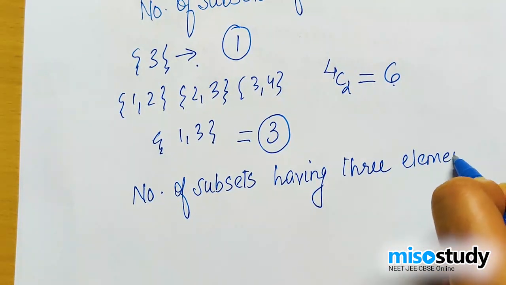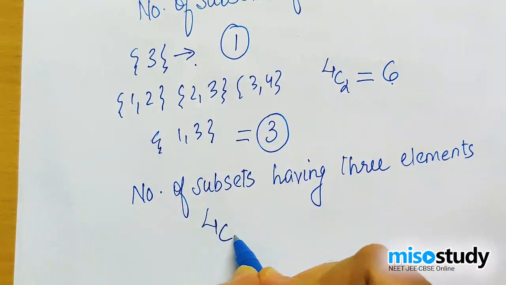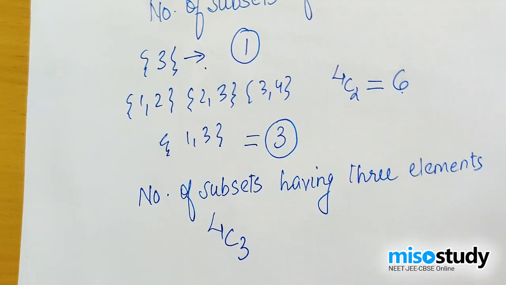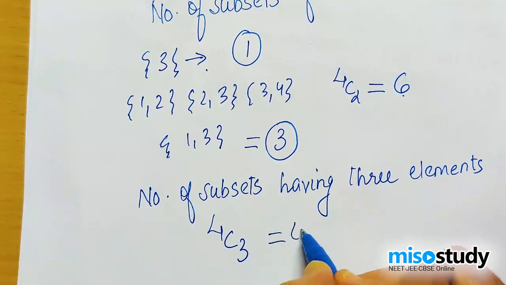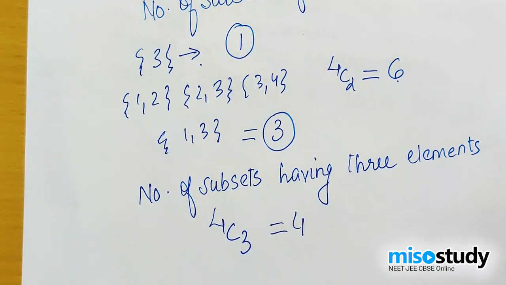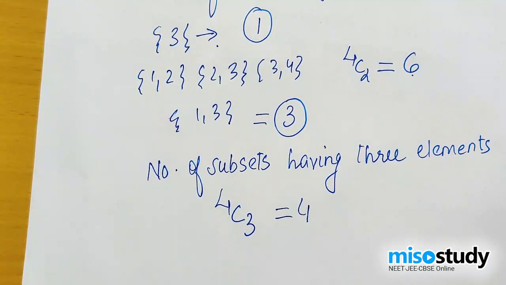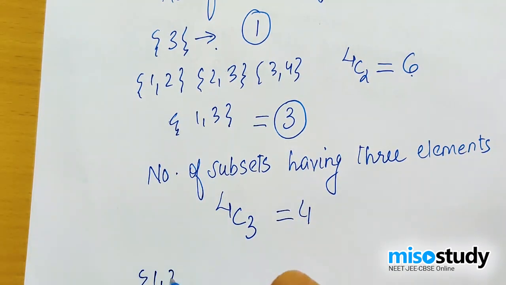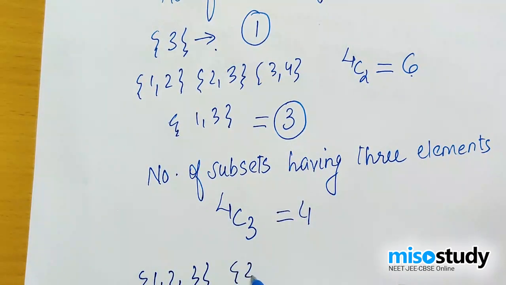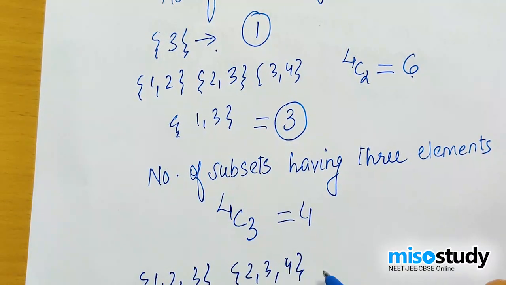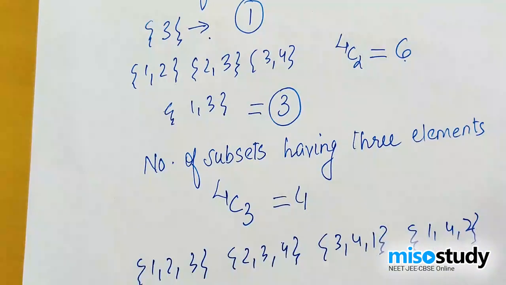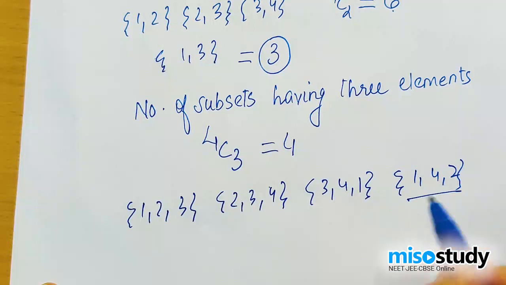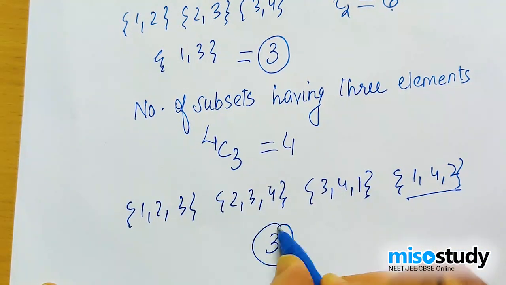So the number of subsets having 3 elements would be 4C3, the number of ways in which you can choose 3 elements out of 4, and that is equal to 4. So out of these 4, how many would you approve? Because you must have those subsets which have 3 as an element. So that would be 1, 2, 3; 2, 3, 4; 3, 4, 1; and 1, 4, 2. So the only subset which doesn't have 3 is this. That means you approve 3.